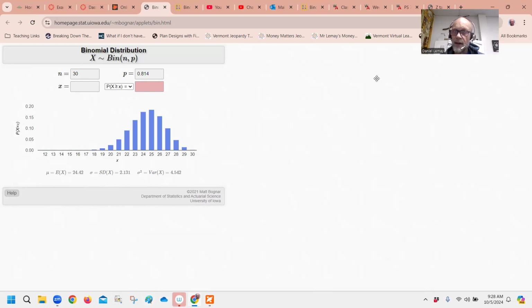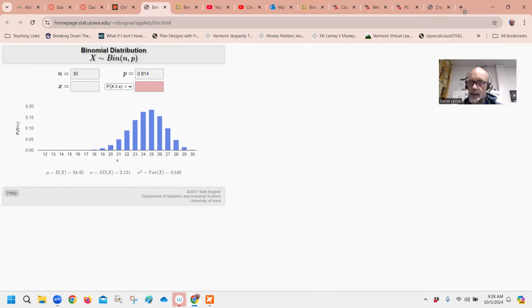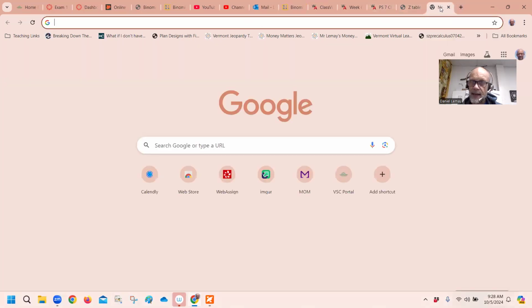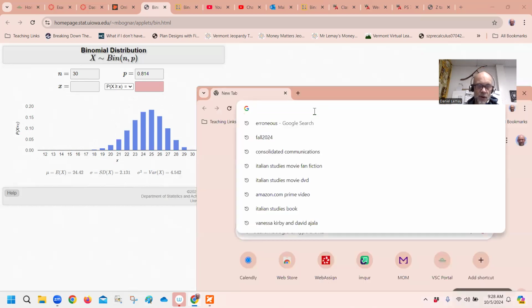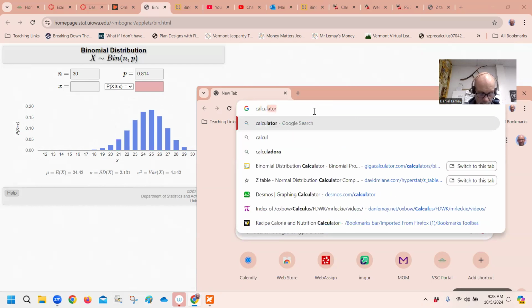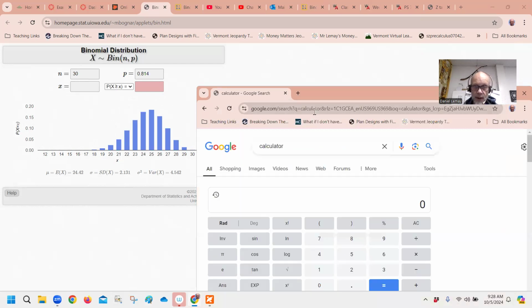my on-screen calculator. The license expired, so I don't have access to that today, and I haven't taken the time to go get it redone. So I'm just going to do it right here. Calculator, so you can see that.